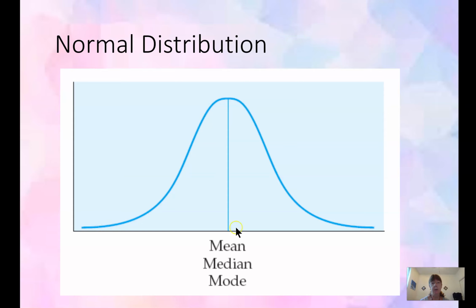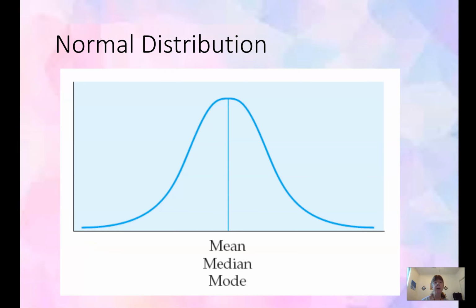Your dependent variable goes down here along the horizontal axis. So if we gave somebody some type of a test, this could be their score on that test. And then the vertical axis is the number of people or the proportion of people who got that score. So it's just showing how many people got each score.